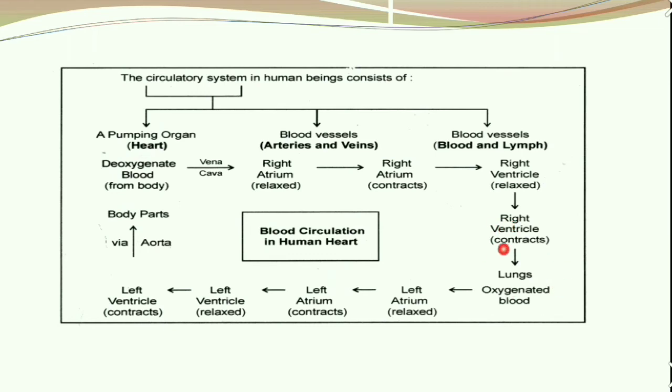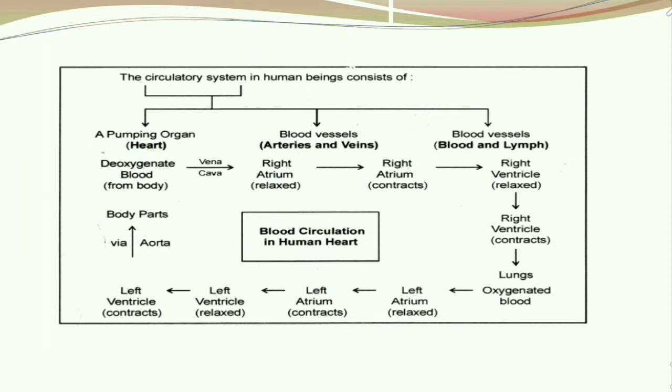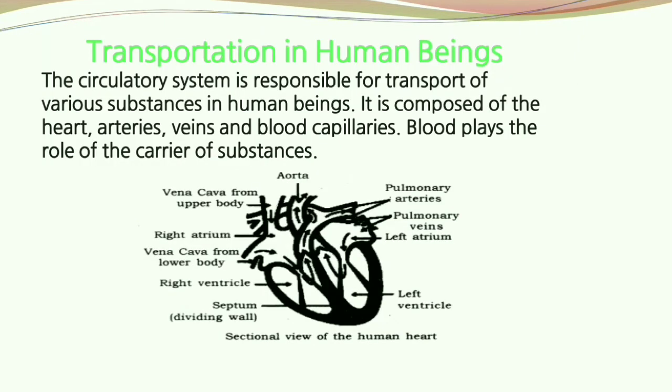It enters the lungs now. In the lungs, the blood is oxygenated, enters the left atrium and gets relaxed. That is diastole. And again it contracts in the left atrium. That is again our systole. So now it enters the left ventricle. It again gets relaxed and then contracts. And finally via the aorta, the oxygenated blood enters the body parts. Now again, from the body parts, the deoxygenated blood continues the same cycle.